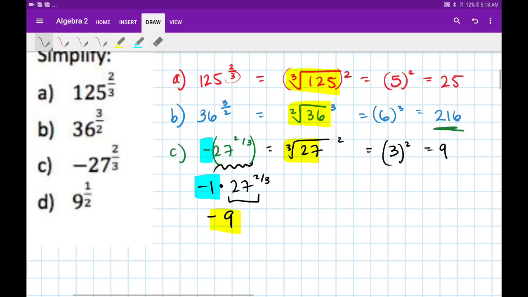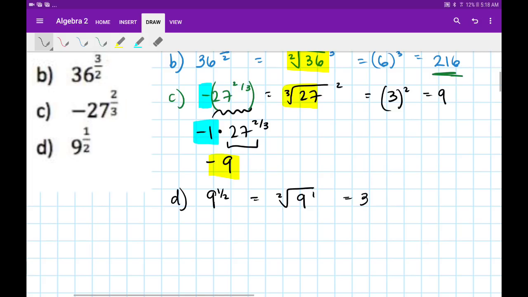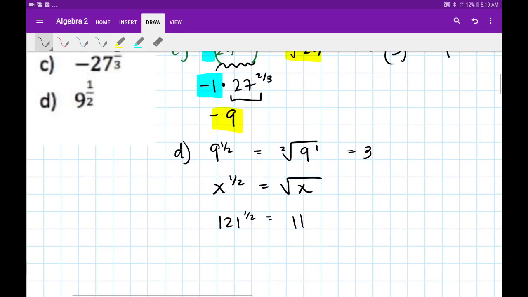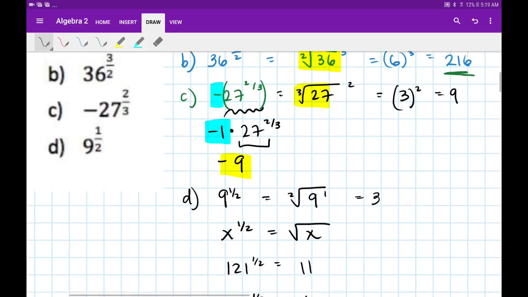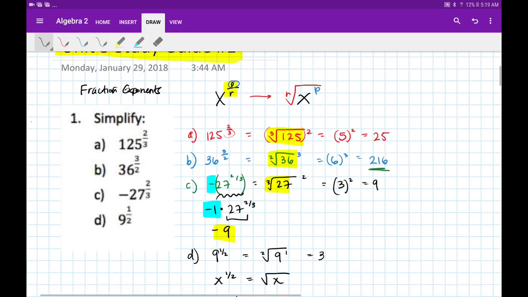Okay, part D. Doing 9 to the 1/2. So that's going to be the square root of 9 to the 1, which is 3. 3 to the 1 is just 3. So this is one of those famous ones. Anytime you have something to the power of 1/2, it's really just a square root. Right? So 121 to the 1/2 is 11, right? The square root of 121. 36 to the 1/2 is 6, just the square root of 36. All right, so that's number 1.